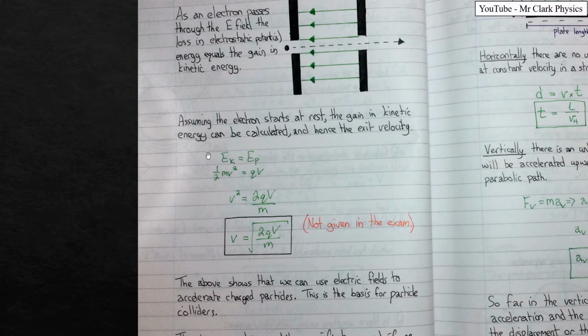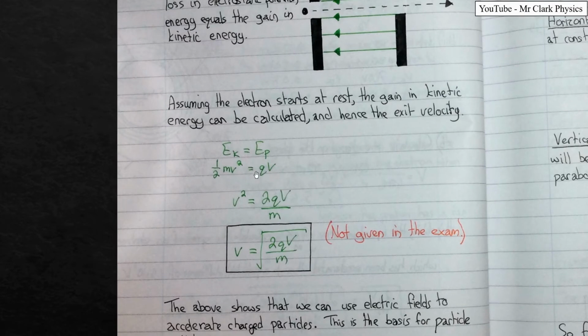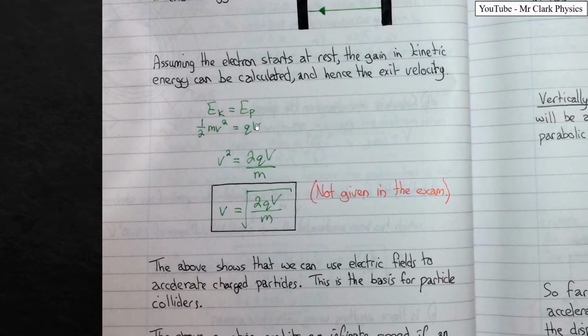In any case, looking at the simpler case here, the kinetic energy will be equal to the potential energy lost. So half mv squared is equal to charge multiplied by the potential difference between the plates, or voltage for short. Rearranging, v squared, that's speed squared, will equal 2qV divided by the mass. And you can take the square root if you particularly like.